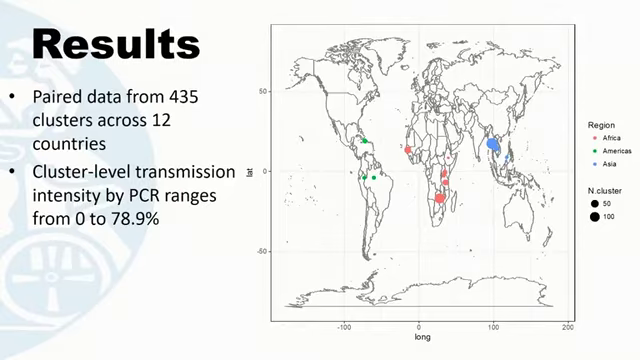So moving to the fun stuff, the results. I managed to get paired data from 435 clusters across 12 different countries. The map shows the location of those data sets. By cluster level transmission, I mean the paired health facility and community pair. The prevalence ranged from 0 to almost 80% PCR prevalence. So it was a good range of transmission intensity, like I said, as a proxy for the population level immunity that you would expect in those groups.